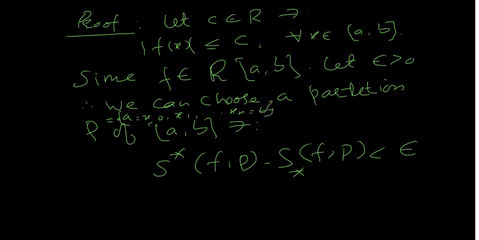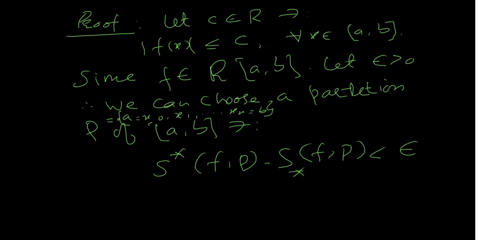This exists here. So I choose n so large, since mod of Pn is approaching 0, which means the lengths of the subintervals will approach 0 as n approaches infinity, such that the maximum length, the mod of Pn, is less than the length of each of the subintervals x0 to x1, x1 to x2, and so forth. So this can be done.